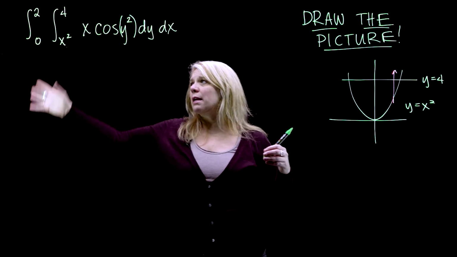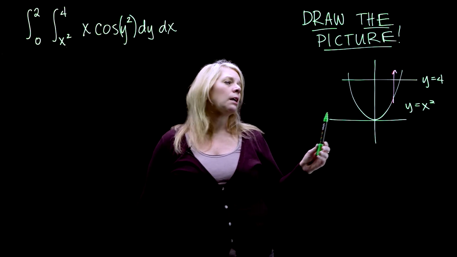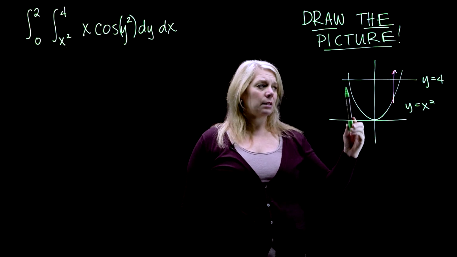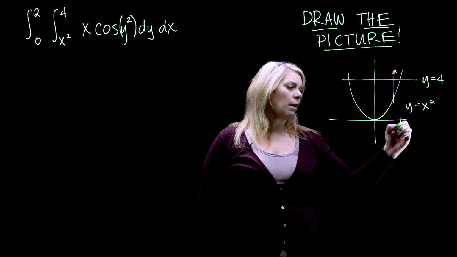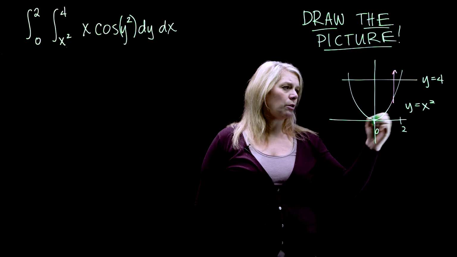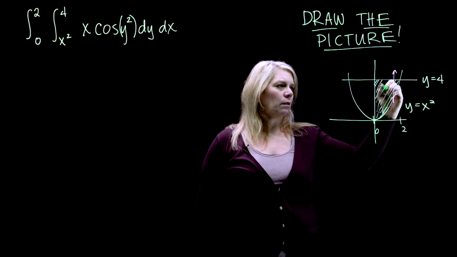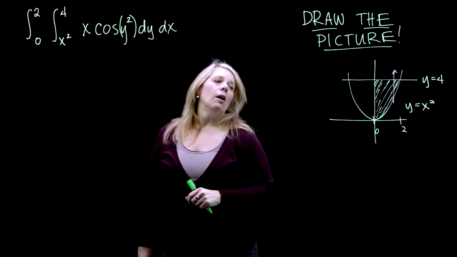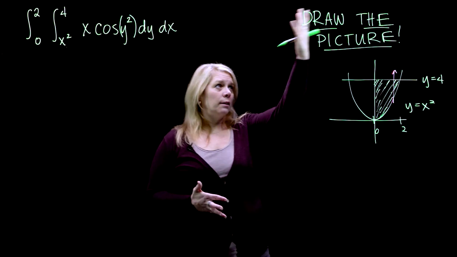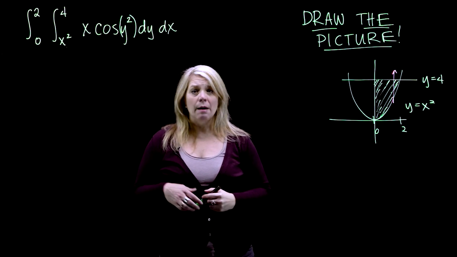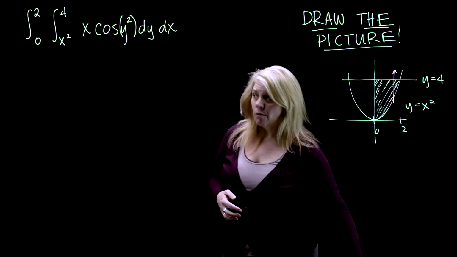So it's important to pay attention to all those limits of integration and realize that it's not this entire region between this line and this parabola. It's really just the part where x goes from 0 to 2, so just this right half. Okay, so I've drawn the picture. Draw the picture, and then use the picture to help you set up the integral in a different order.